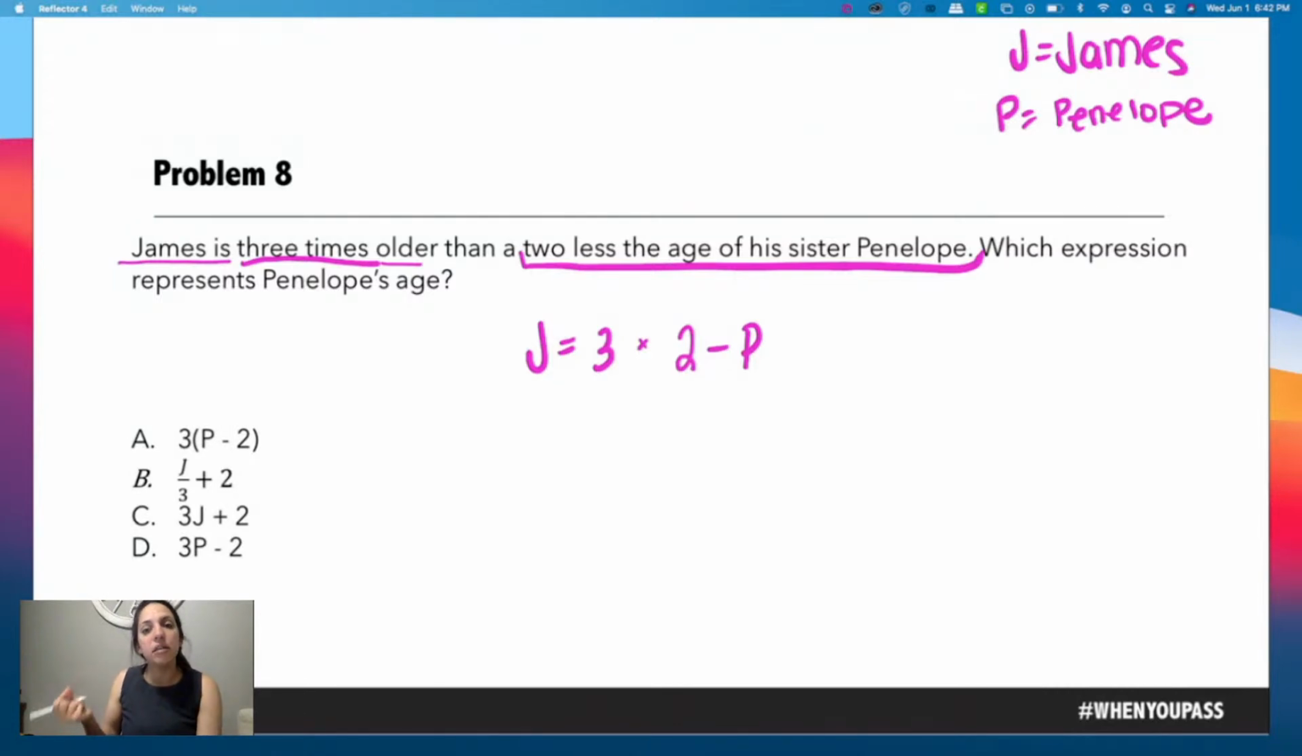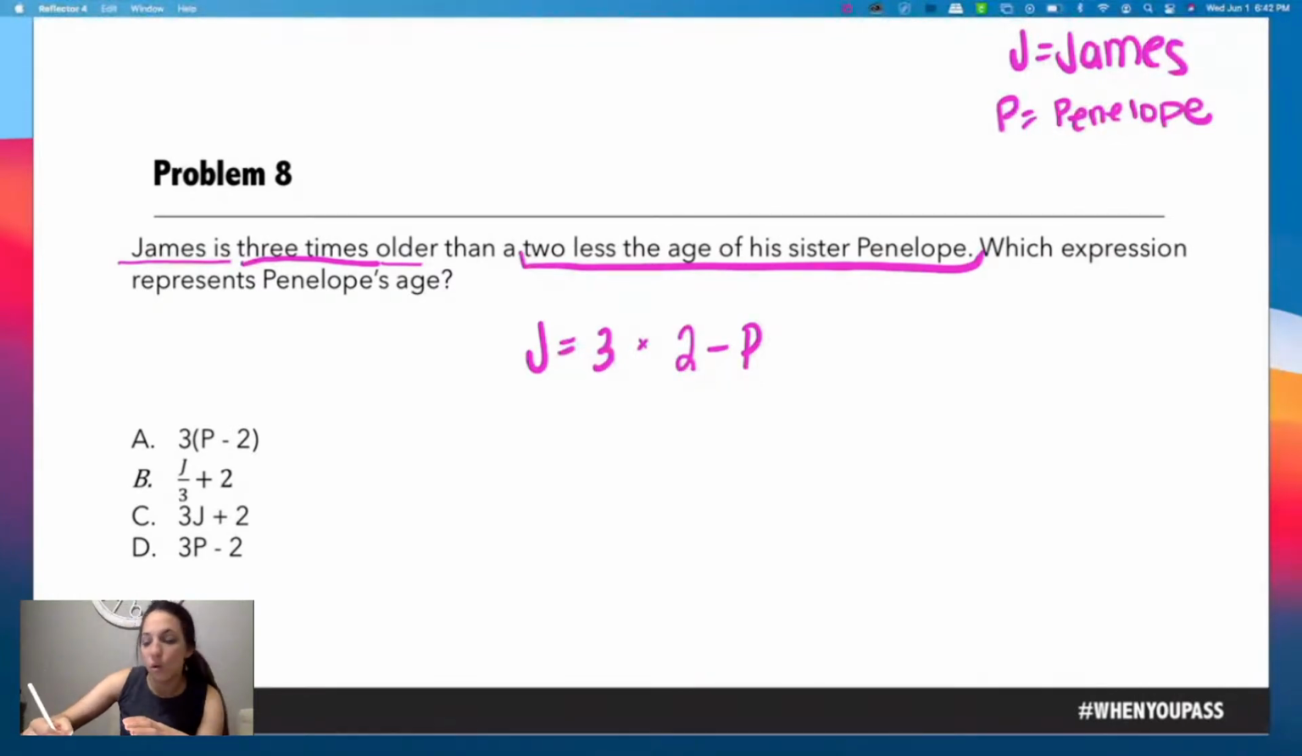Subtraction is not commutative, which means it cannot be flipped around. Addition and multiplication are commutative. 3 plus 5 is the same thing as 5 plus 3. 3 times 5 is the same thing as 5 times 3. However, subtraction does not work like that, so we have to really understand what this means.